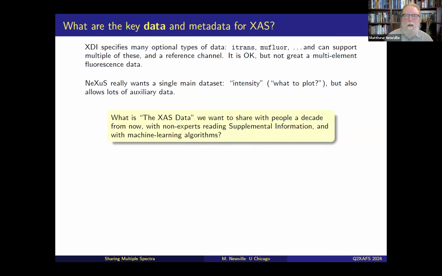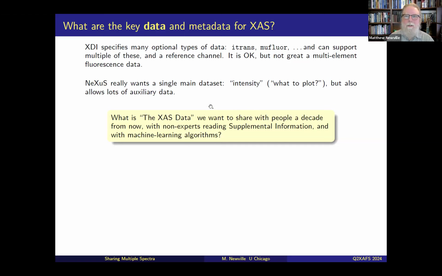Separately, Nexus really wants a single main data set. It wants something called intensity. Partly, this is so that it knows what to plot. Just like, show me this data set, what do I plot? I'm going to plot intensity. And it thinks, well, maybe it's 2D or 3D data, so it's going to print up an image, or maybe it's a single spectrum, so it's going to make an XY plot. So if we're going to use Nexus, we want to get to the point of defining what this one data set is. Nexus also allows a host of other data, so you can put in many multidimensional arrays, but we need to define this one data set.